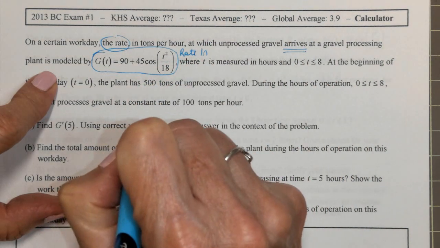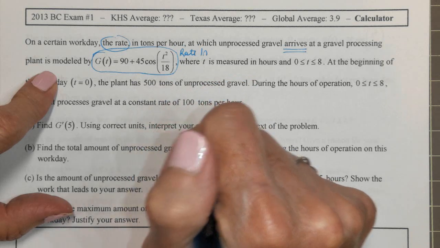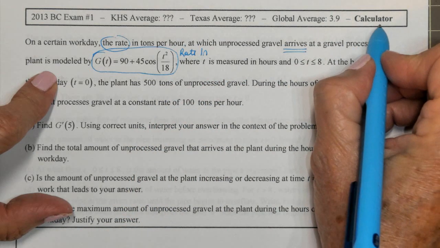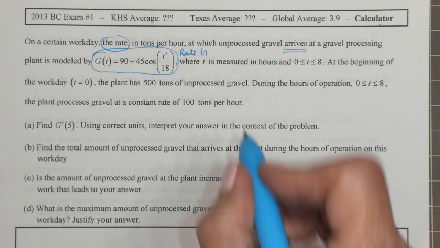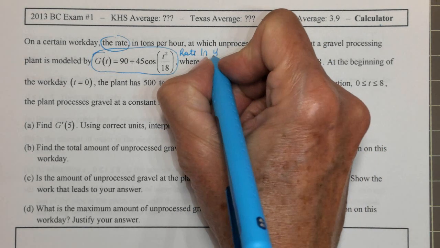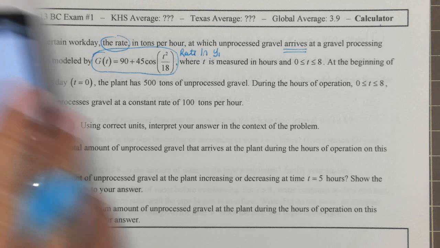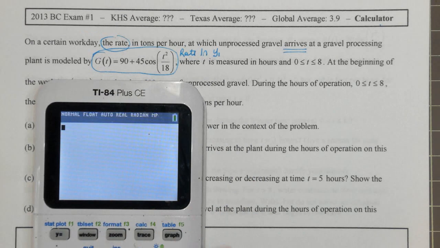By the way, these are almost always with a calculator. So I'm going to get my calculator out. Hopefully it has some charge in it. It does. Clear out everything that's there. All right, I got my calculator ready. I'm going to put my rate in for Y1.